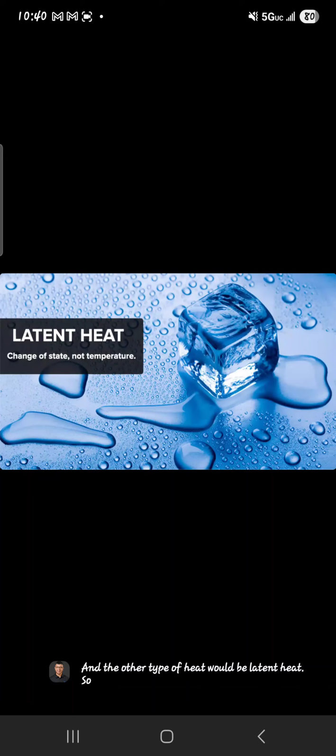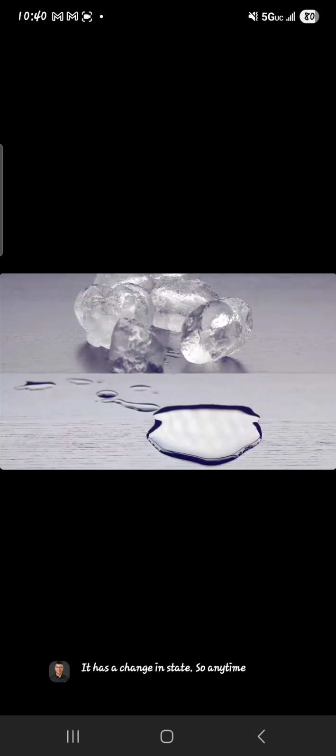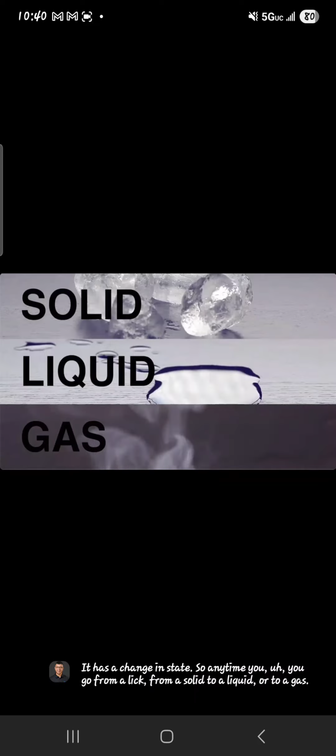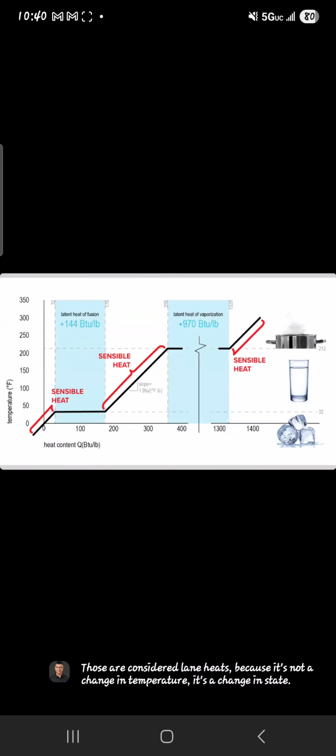So latent heat doesn't have a change in temperature, it has a change in state. So anytime you go from a solid to a liquid or to a gas, those are considered latent heats because it's not a change in temperature, it's a change in state. So here's a graph to have a better understanding of it. So as you can see, you have your solid, you have your liquids, and then you have your steam.